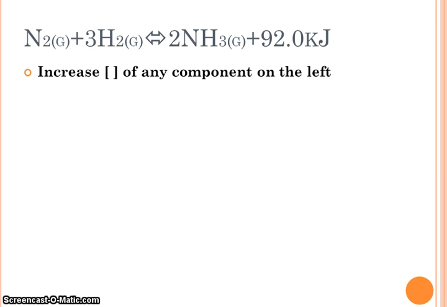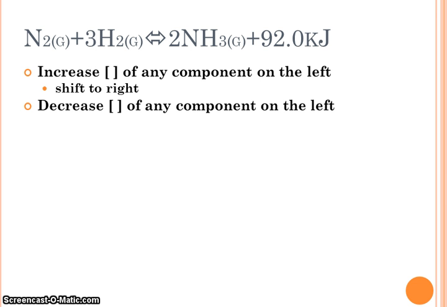And then we increase the concentration of any of the components on the left-hand side. So we add some nitrogen or we add some hydrogen to that container that has a system at equilibrium. It's no longer at equilibrium. We've increased the concentration of the reactants. In order to reestablish equilibrium, our system is going to have to shift towards the right. And what that would do is it would decrease our reactants, increase our products, and reestablish our equilibrium.